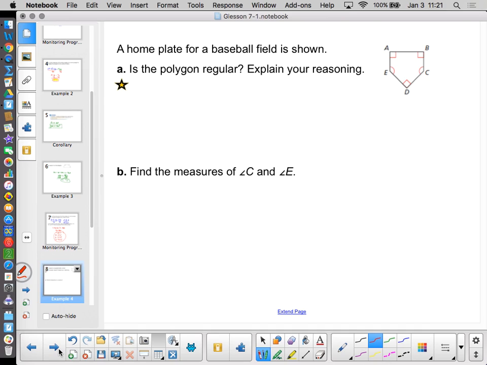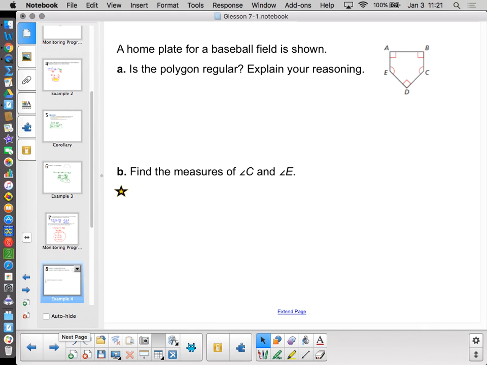All right, looking at polygons here. Couple questions. We need to find whether or not this is a regular polygon and what the measures of angle C and angle E are. Let's first do the regular polygon thing first. We'll actually move this down to here, get that second. Is it a regular polygon?